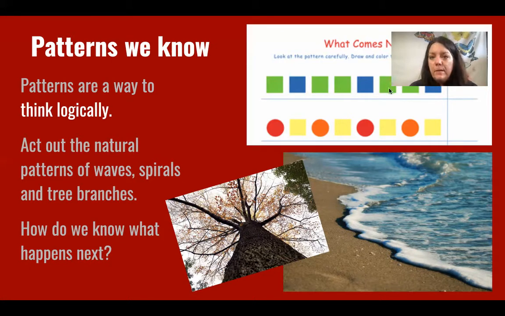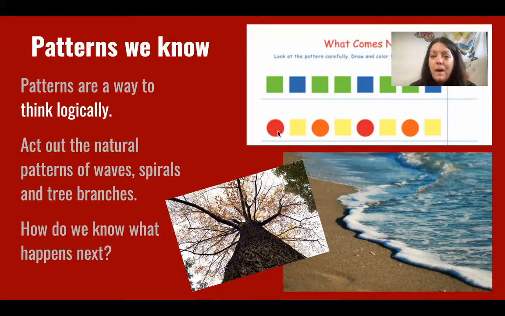Okay, so in this pattern up here, if you look at this, we see green, blue, green, green, blue, green, green, blue. What would be the next color block that would go here? What do you think if you look at that pattern? If you said green, a green square, you would be right.